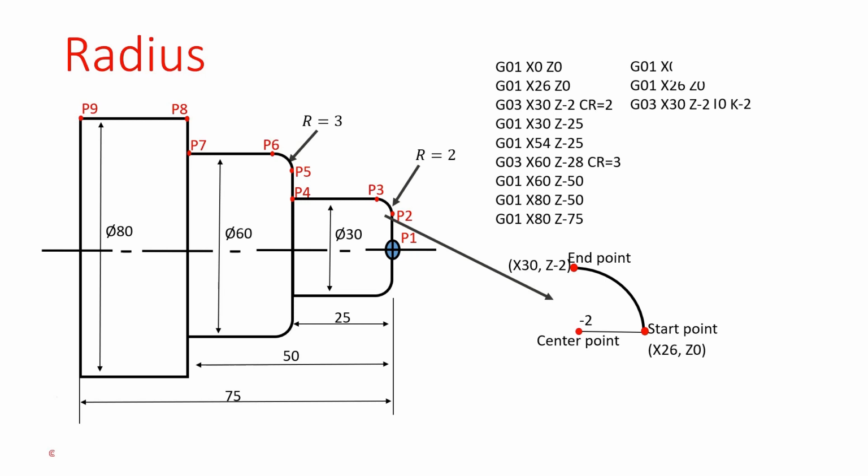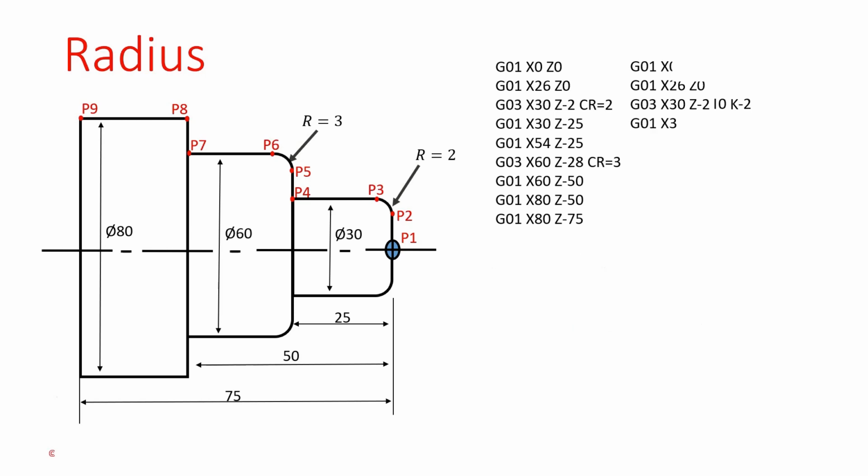Next point is the fourth point. That point value is G01, x30, z-25. The fifth point value is G01, x54, z-25. Sixth point value is G03, x60, z-28. In this method, we require I value and K value. We already discussed how to calculate those values. Same process, we will calculate the I and K values.